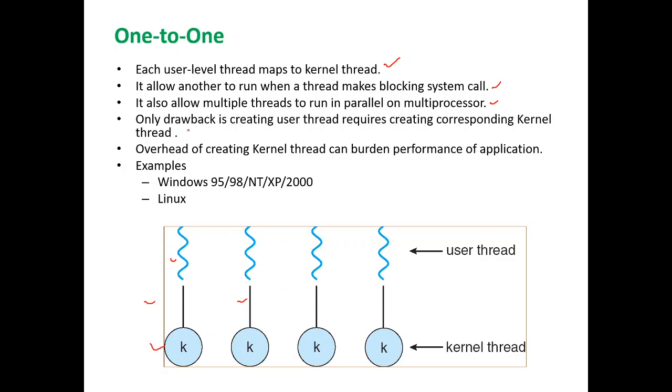Now the drawback related to one-to-one is that to create a user thread, every time we need to create the corresponding kernel thread. So due to this, there is the overhead of creating kernel threads, and this burdens the performance of the application. Some examples of one-to-one are Windows 95, 98, NT, XP and 2000. These are some of the systems in which the one-to-one model is used, and Linux.